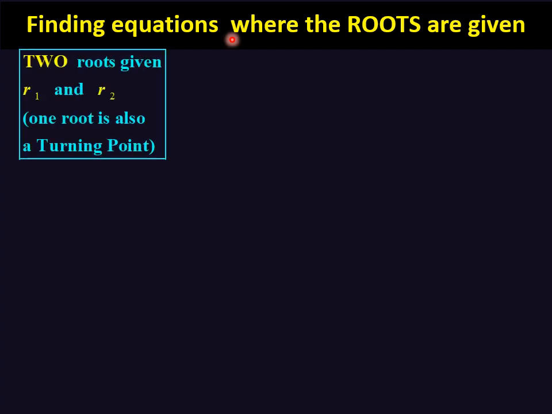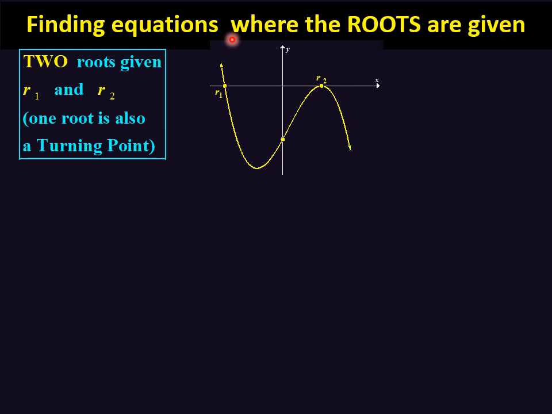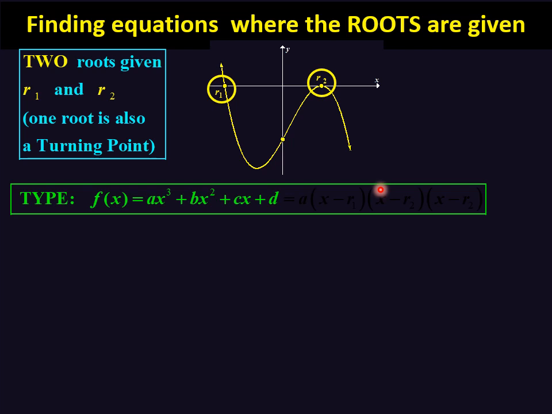Let's look at the following situation, where the roots are given, but in this case, only 2 roots are given. And one of the roots is a turning point. There's the one root R1, and there's the other root R2. Now notice R2 here is a turning point. That means that we have equal roots at that particular point. So that's the form of the cubic equation. Let's insert the first root, x minus R1, x minus R2. As you can see, the R2 is the one that's going to be repeated.